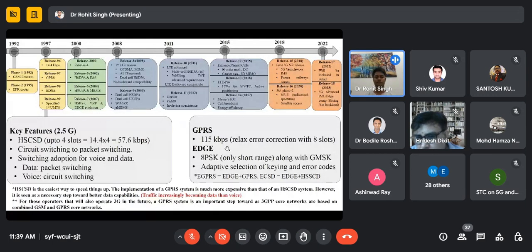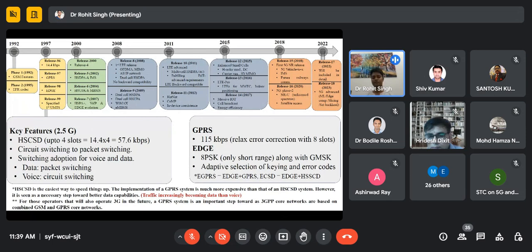Next, subsequent releases introduced GPRS, General Packet Radio Service. This is based on packet switching, which drastically increases the data rate from 14.4 or 57.6 up to 150 kbps, and it also relaxes some error correction capabilities.